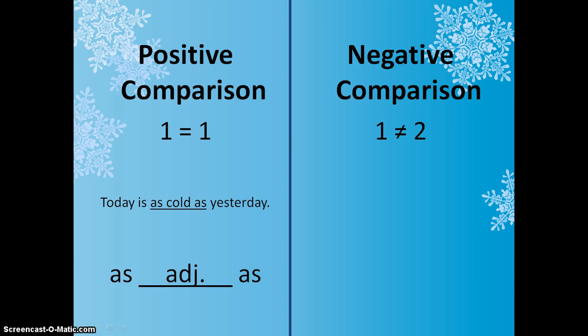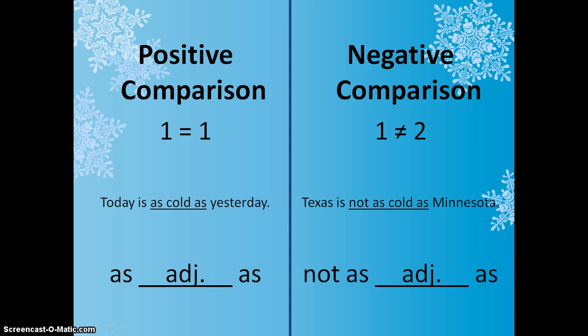When we talked about negative comparisons, we talked about things that are different. So, just like in math, 1 does not equal 2, we are saying that two things are not the same. Our sentence was, Texas is not as cold as Minnesota. The temperature in Texas is much warmer than Minnesota, so we were saying that those are very different climates. We used not as, adjective, as.